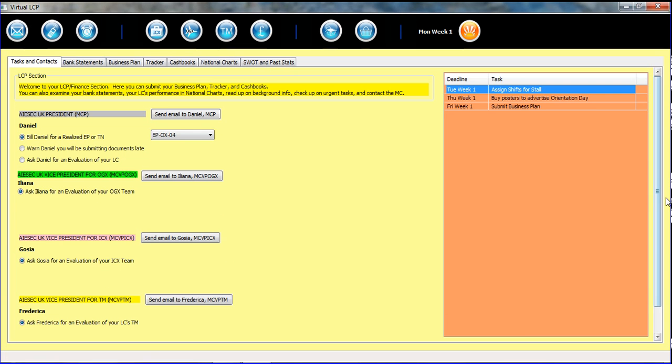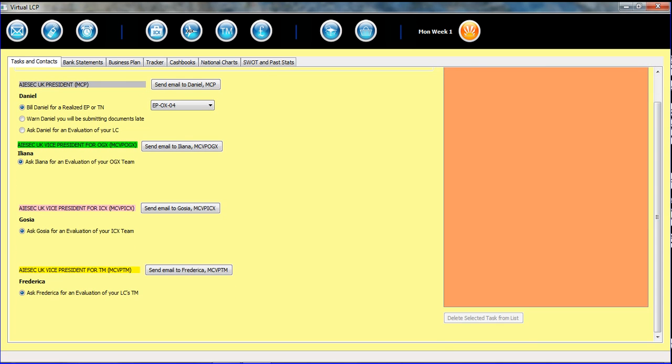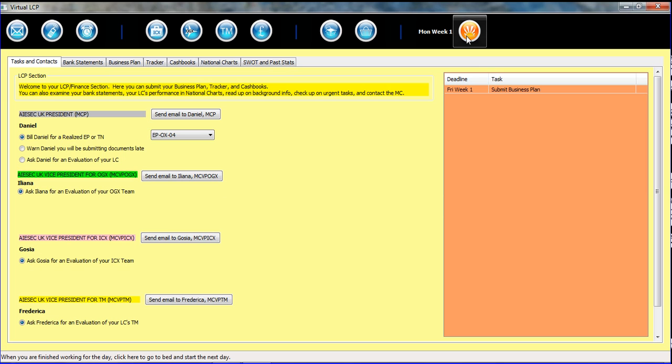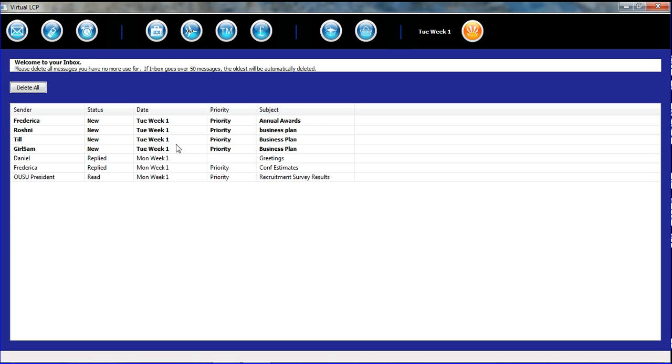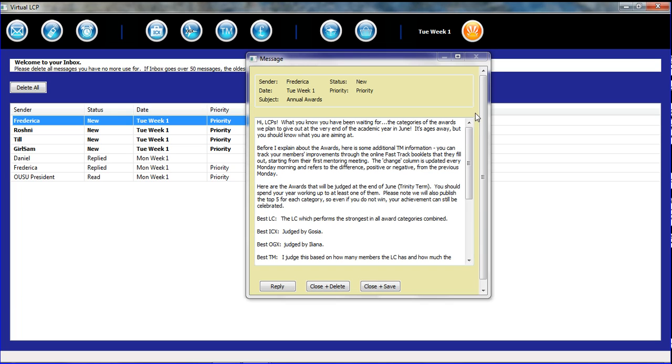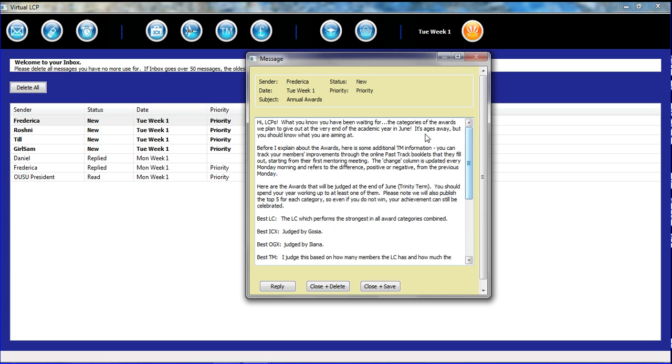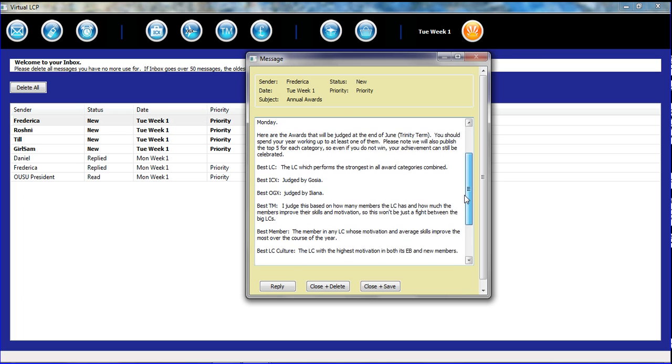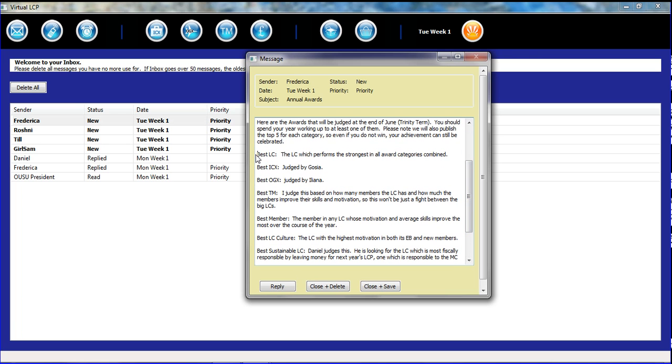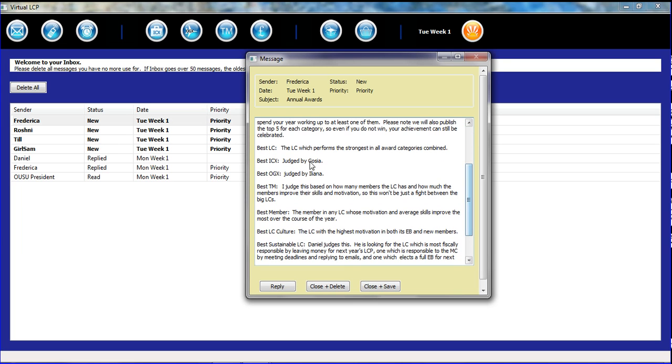Right, oh good, they did their business plans, it seems. Let's see. From Frederica, these are the awards that we can aim for. Best Local Committee. Now that would be amazing to get, but it might be difficult. This is the LC which performs the strongest in all award categories combined. Best ICX, pretty self-explanatory. Best OGX. Best TM. Now this is going to be how many members we have, but also how we improve them. So we're not counted out just because we're a smaller LC. If we improve our members more than a bigger LC, there's a chance for this, which will be good.